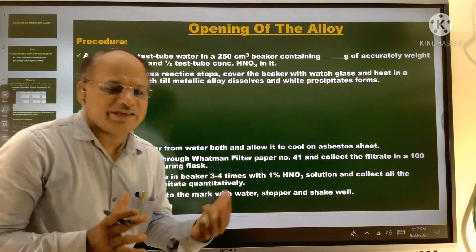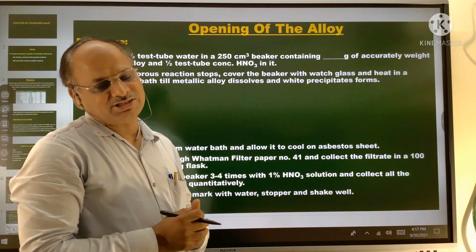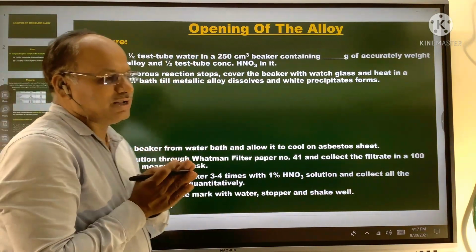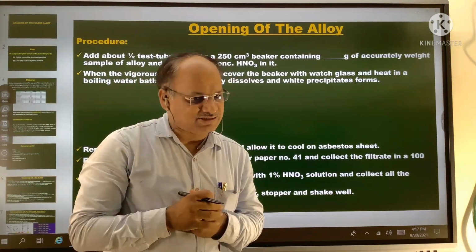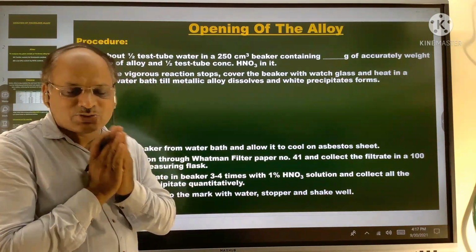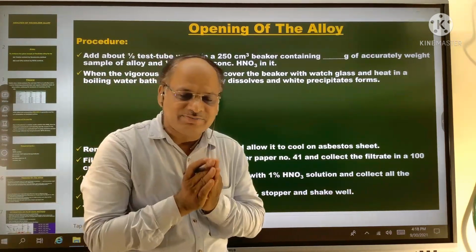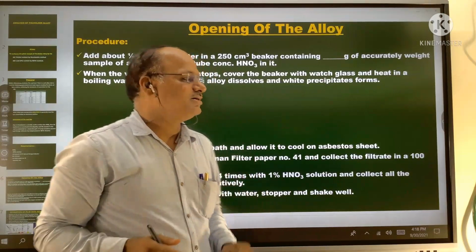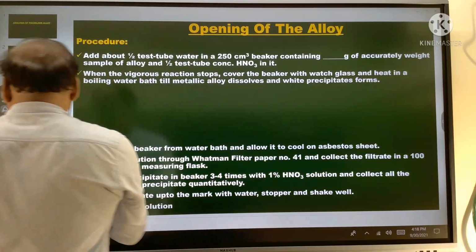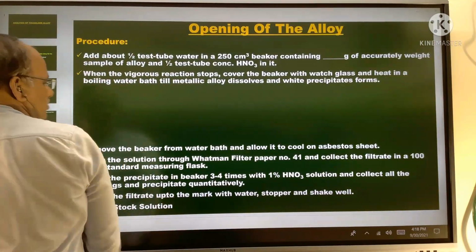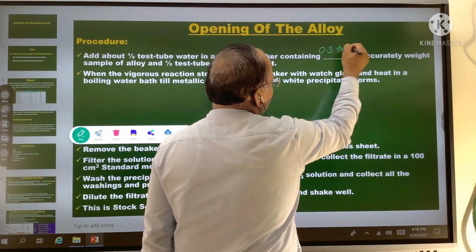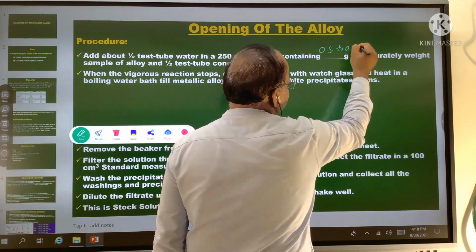Then opening of the alloy. That is a very important process in this experiment. In the opening of the alloy, the procedure is given in your slip. Then the amount of the tin solder alloy is given by the examiner at the time of your examination. Generally, that is given in the range of 0.3 to 0.5 gram.